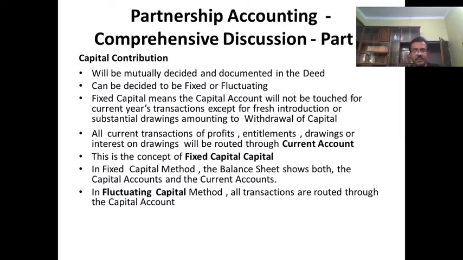Next, this is our capital contribution. It will be mutually decided and documented in the deed. This can be decided to be fixed or fluctuating. Fixed capital means the capital account will not be touched for current year's transactions except for fresh introduction or substantial drawings amounting to withdrawal of capital.